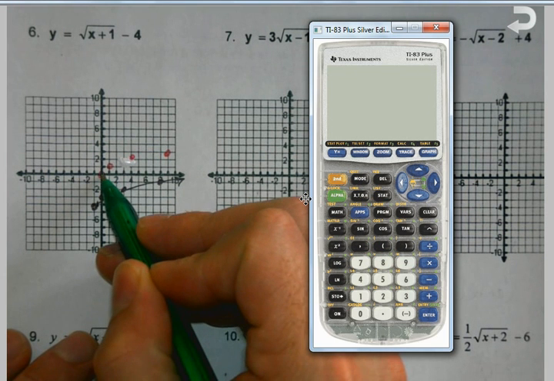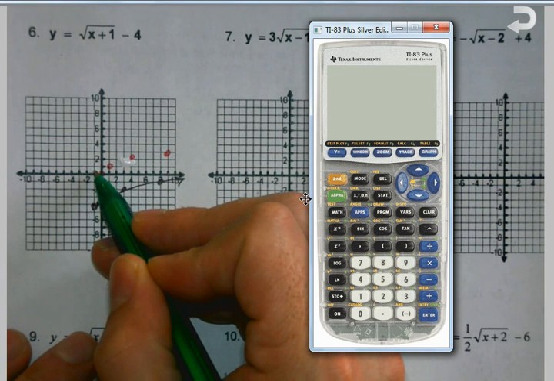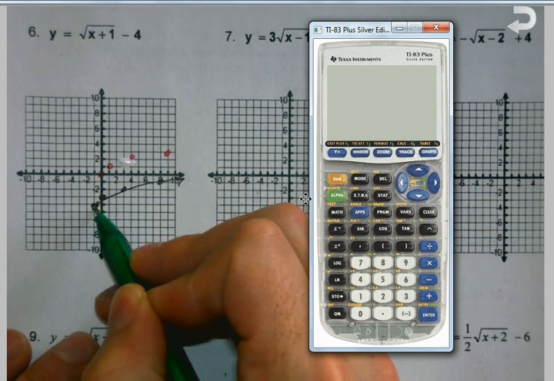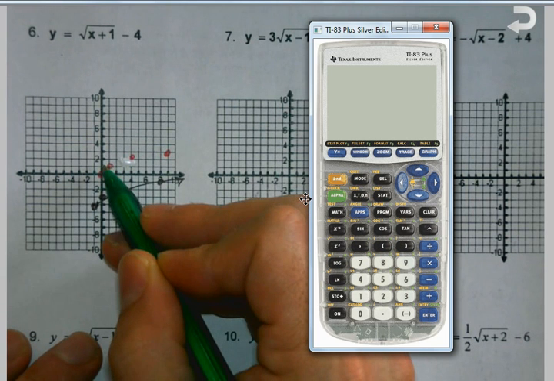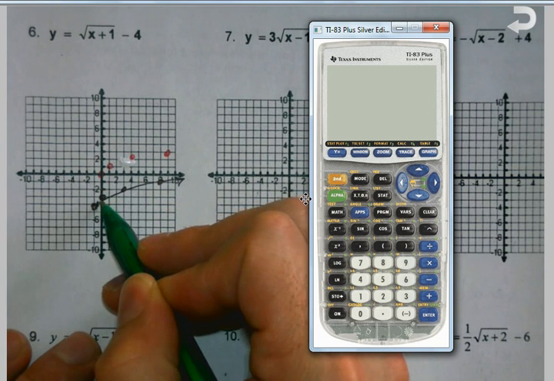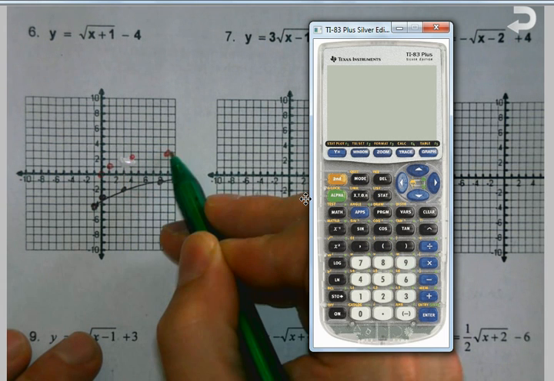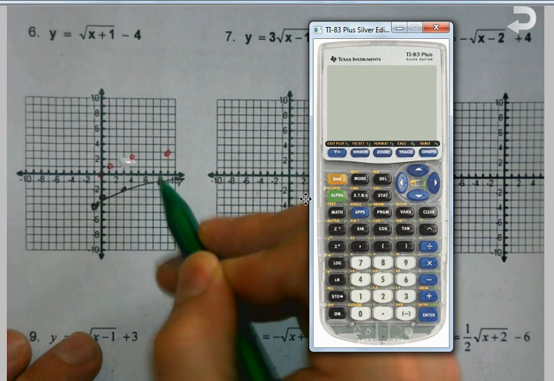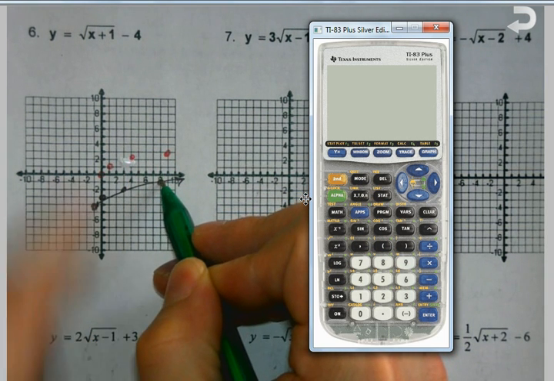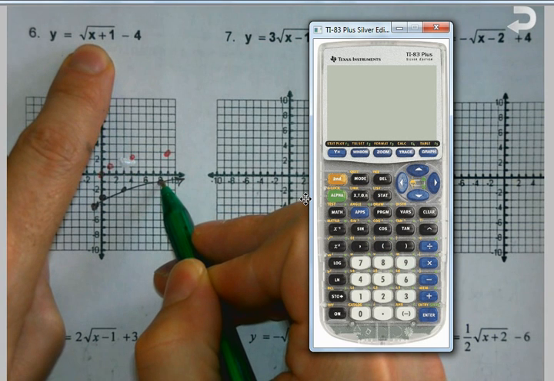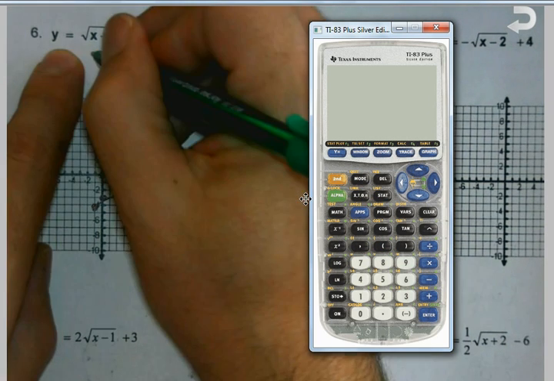My first point, I went left 1 and down 4. My second point, left 1 and down 4. Left 1 and down 4 from the chart. So when I look at this, this is just my mother graph with a couple of shifts.